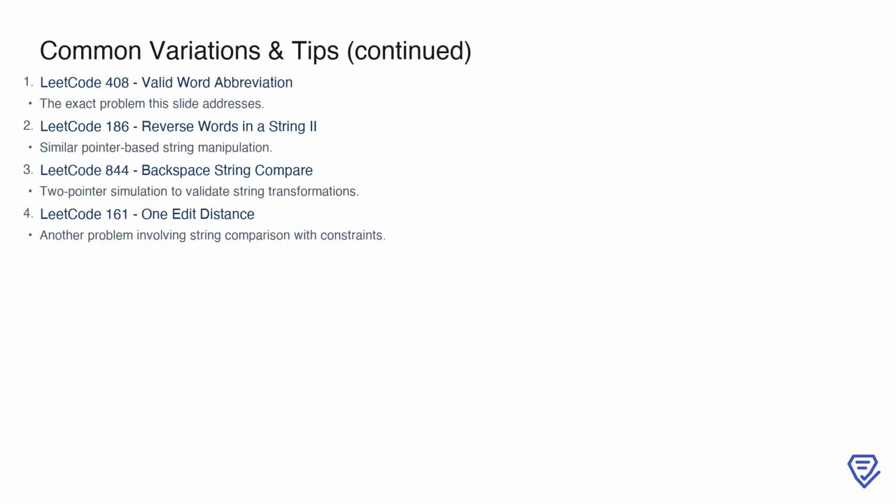Speaking of similar problems, there are a few on LeetCode that share concepts with valid word abbreviation. First, there's LeetCode 186, Reverse Words in a String 2, which also involves pointer-based string manipulation. Then, we have LeetCode 844, Backspace String Compare, which uses a two-pointer technique to validate string transformations, just like this problem. Another related problem is LeetCode 161, One Edit Distance, which involves comparing strings with specific constraints. Each of these problems can help you refine your understanding of pointer-based techniques and string manipulation, making you better prepared for variations of this challenge.